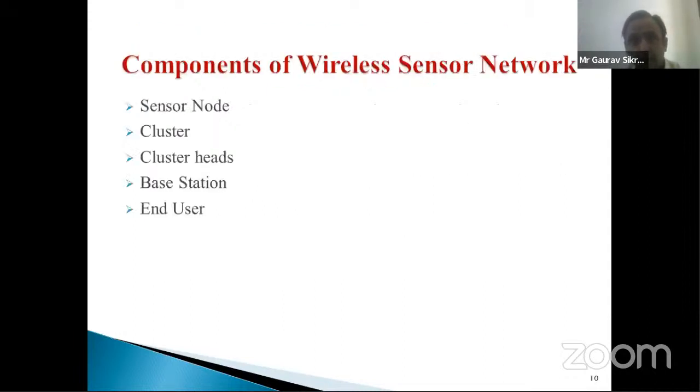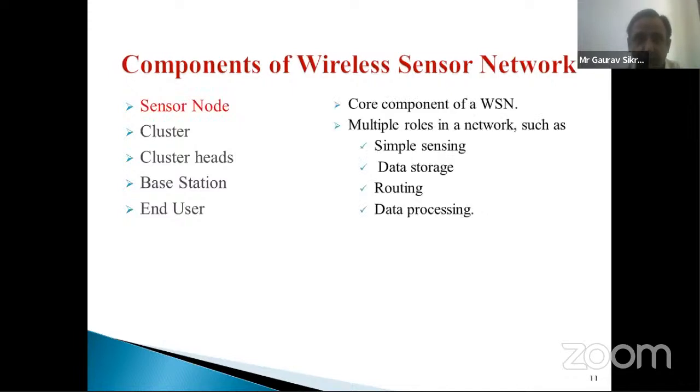The components of WSN are sensor nodes, cluster heads, base station, and end users. First is a sensor node. It consists of core components.